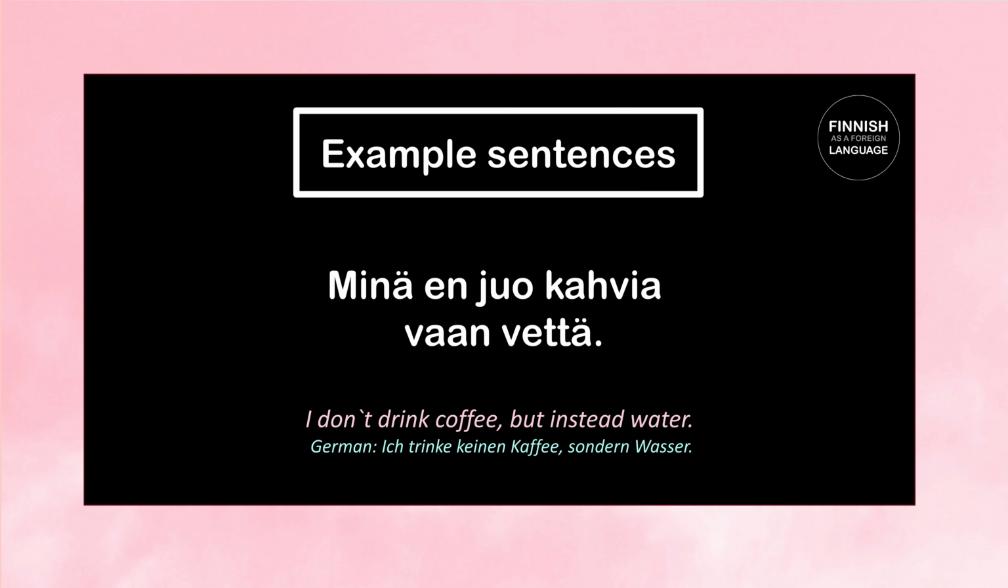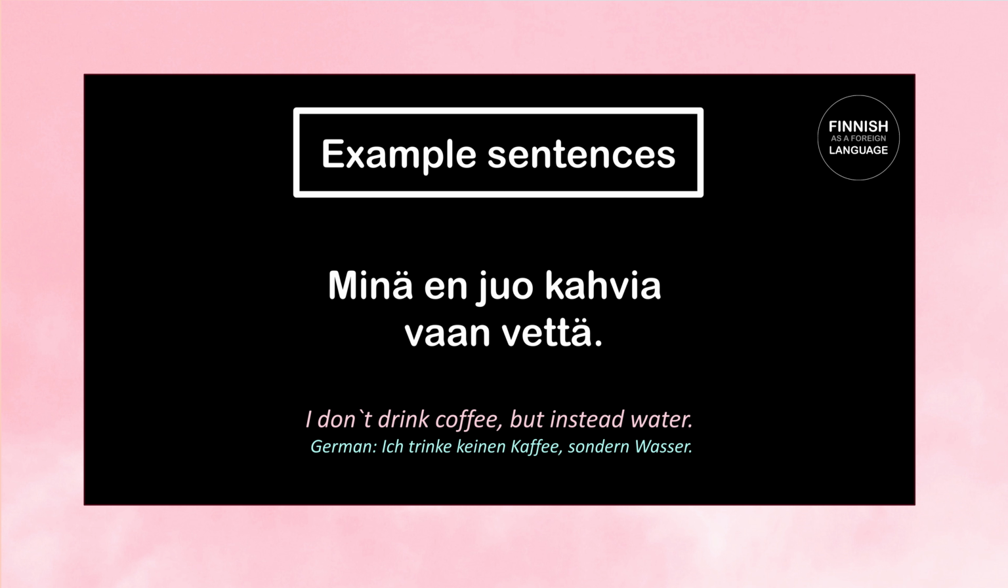Next example. Minä en juo kahvia, vaan vettä. Means I don't drink coffee, but water. So minä en juo means I don't drink. It's the negative first person singular of the verb juoda, which means to drink. Kahvia is the partitive case of the word kahvi, which means coffee. Vaan here works as our conjunction, meaning but instead. Vettä, partitive case of vesi, which means water. Here again we need the partitive case because we're talking about an uncountable amount of water.